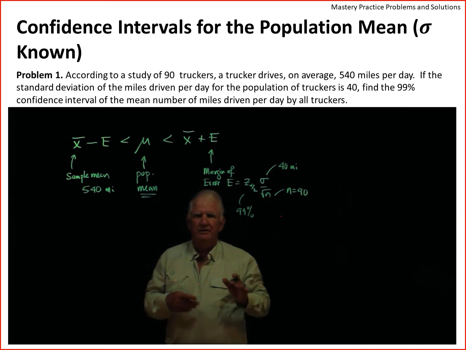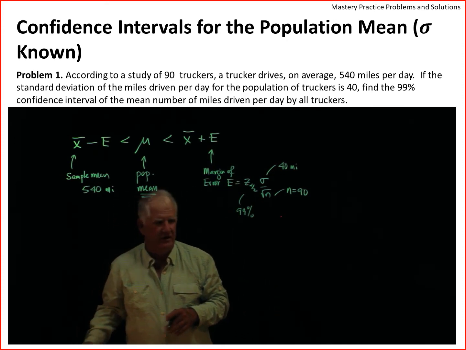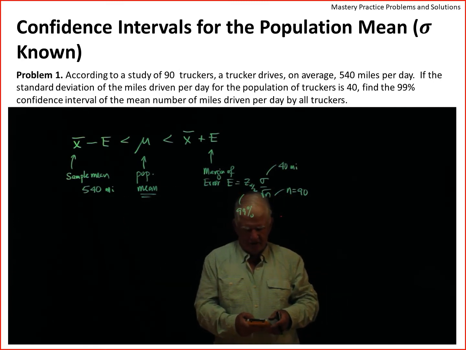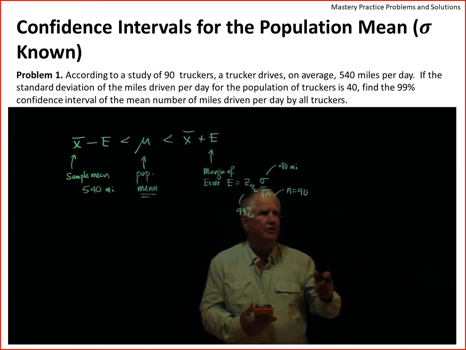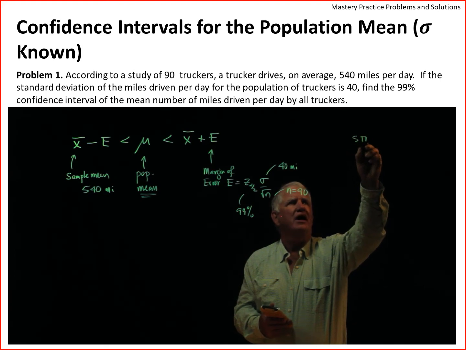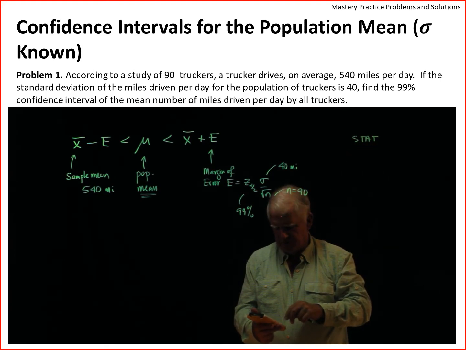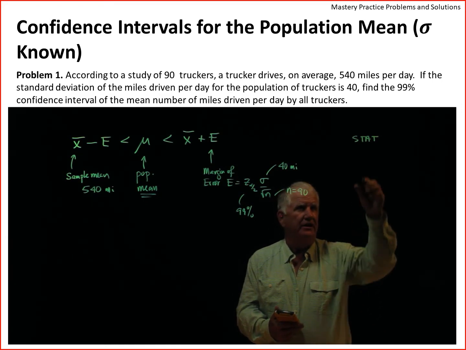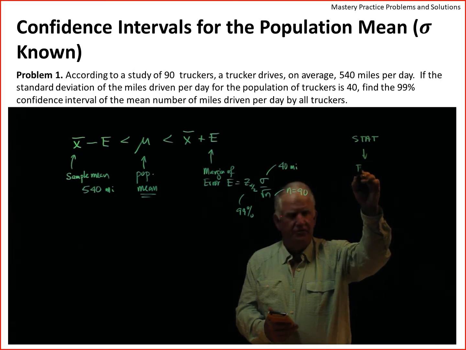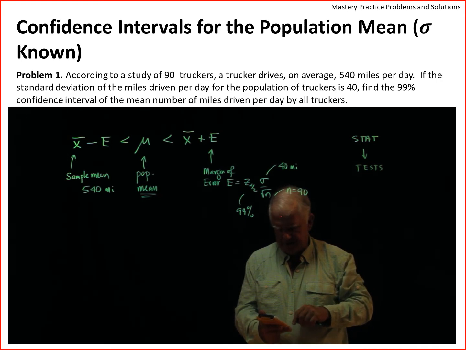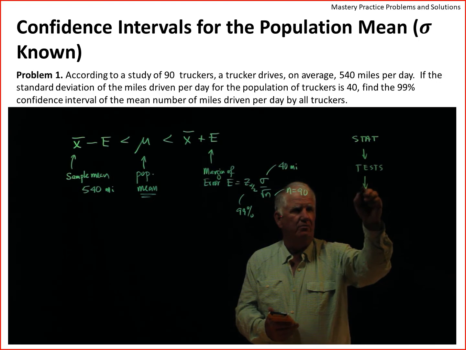But in fact, at this point, your calculator can do everything for you. You didn't have to write this down. Instead, you need to turn your calculator on. We're going to go to stat. Once we go to stat, remember that across the top, we can go to edit, calc, or tests. In this case, we're going to go to tests, and then down to number 7, Z interval.